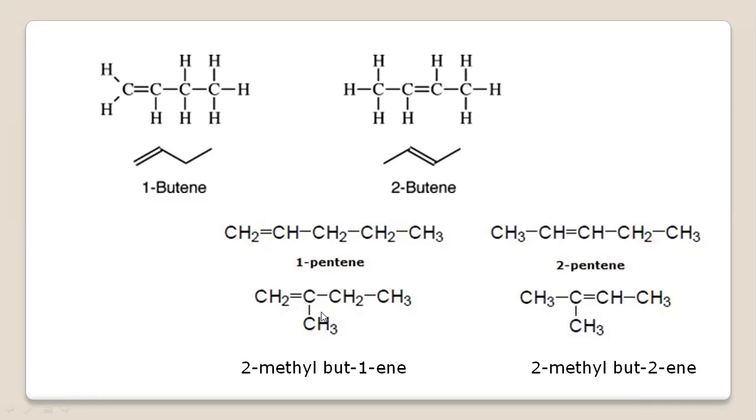Now see these two structures, they show the same type of change. These both have the same number of branching, but what differs here is, this is the structure for 2-methyl-1-butene, and this is for 2-methyl-2-butene, and these two are positional isomers of each other as they have a different position of the double bond.